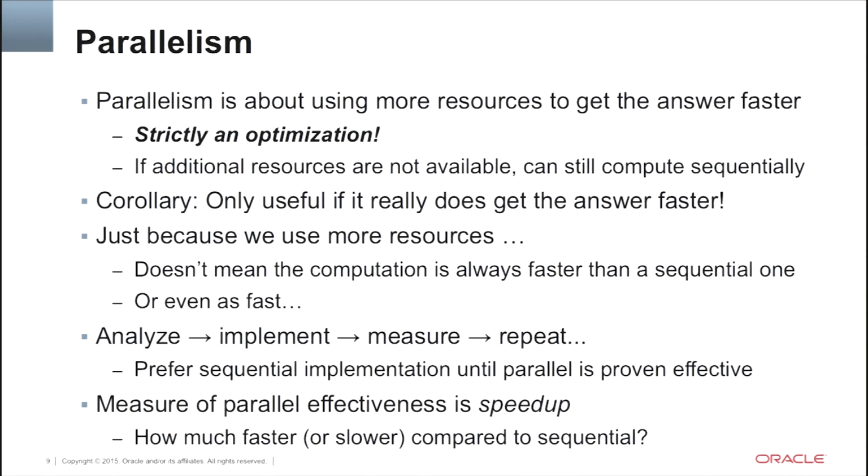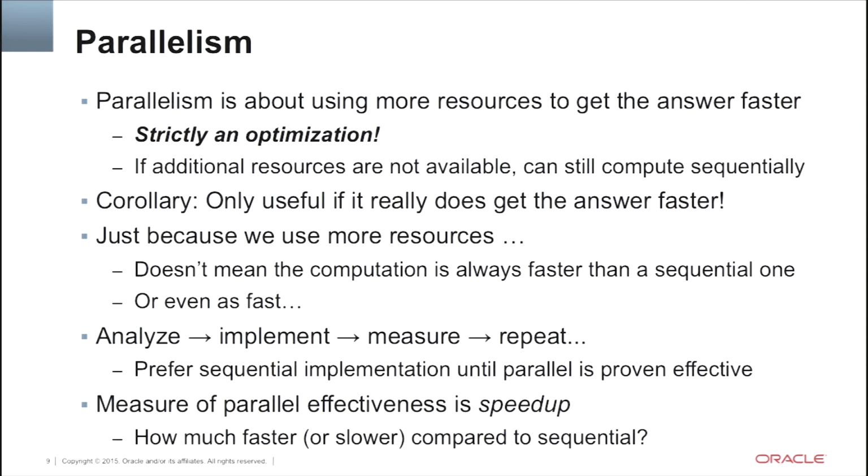It's worth remembering that parallelism is strictly an optimization. It's just about getting the answer faster. And if those additional resources aren't available, fine, we'll do it sequentially, nothing lost. Now, the flip side of this is if it's only an optimization, it's only worthwhile if it actually gets us to the answer faster. And this is kind of where the difficulty comes from, because just because we may burn more cycles and generate more heat doesn't mean the computation speeds up. It might even slow down. Right, so some computations don't parallelize well. Some parallelize even, you lose by parallelizing.